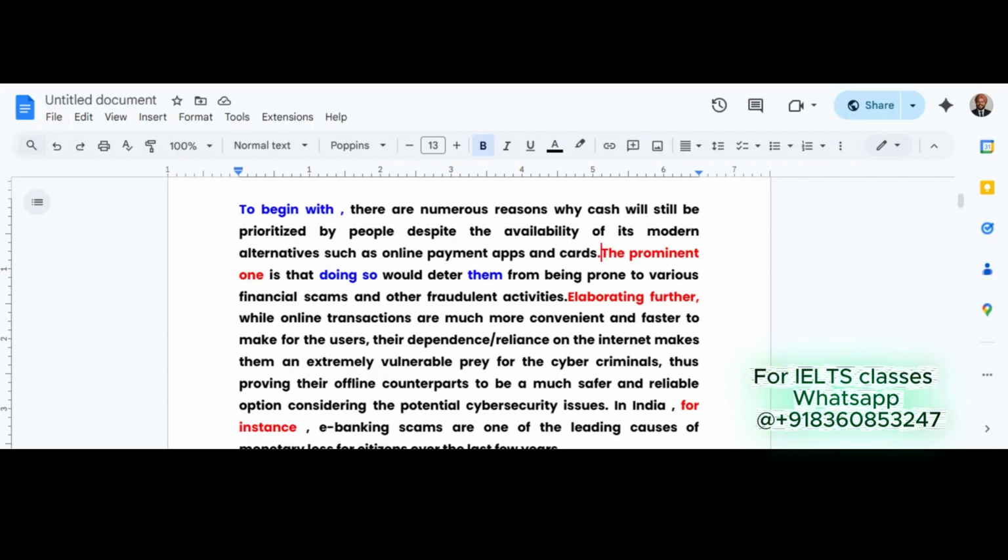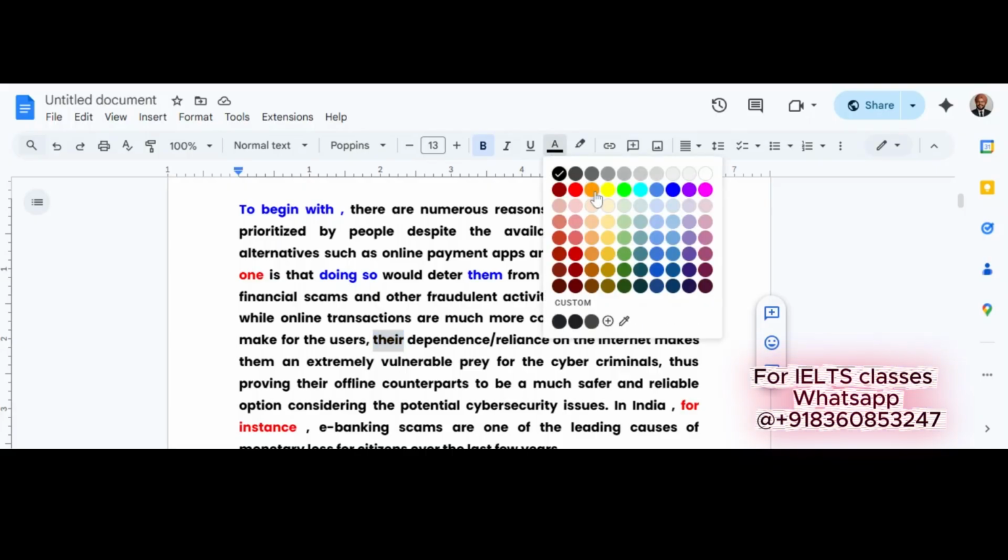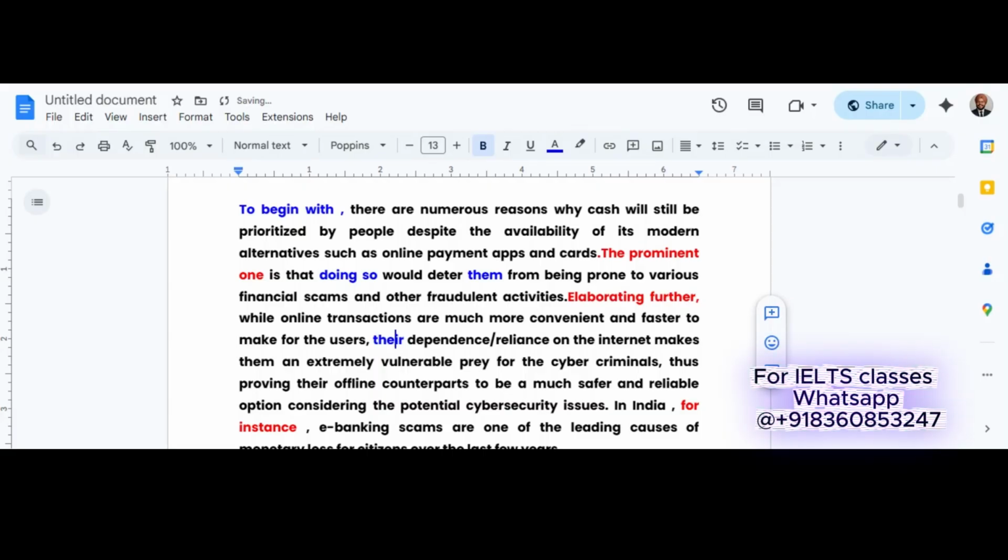So the first idea is that it will help people to be safe from financial scams. If people use cash, then in the future they will not face financial scams. How? Elaborating further, while online transactions are much more convenient and faster to make for the users, their dependency or reliance on the internet makes them an extremely vulnerable prey for cyber criminals. So their dependency, whose dependency? There, who are they?